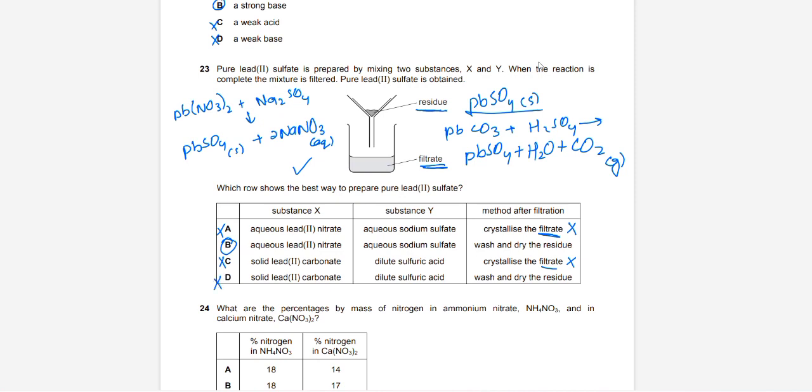What's the question? Which row shows the best way to prepare? Means all of these processes are used to prepare it, but which is the best? So the best is the second one.